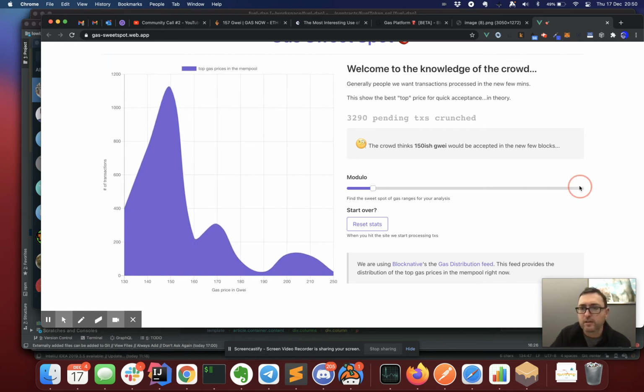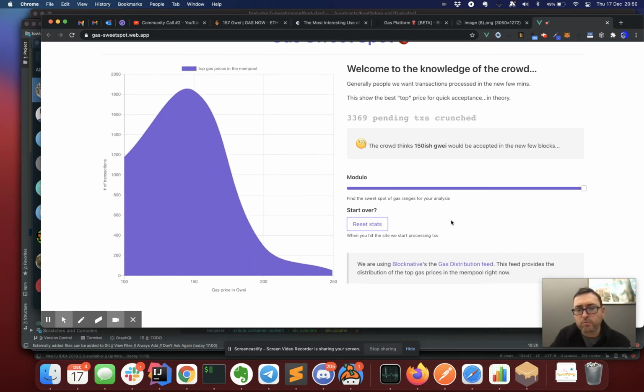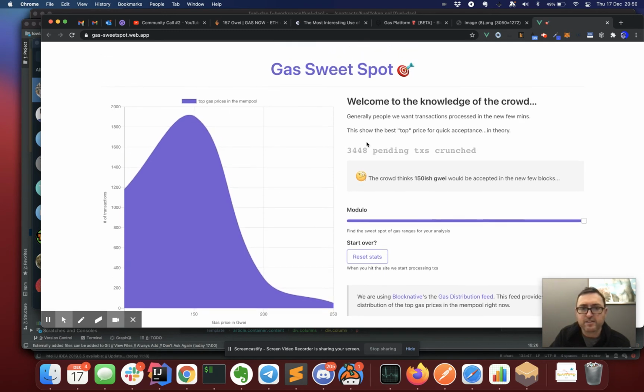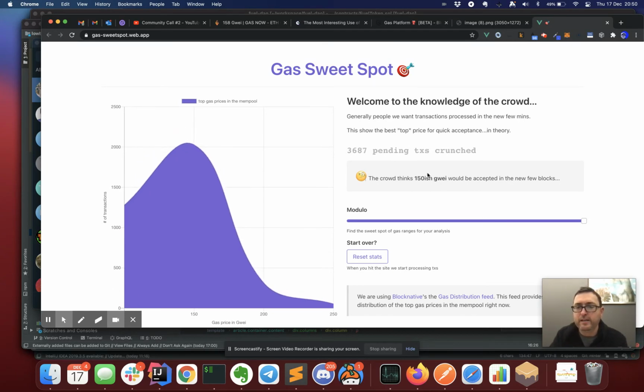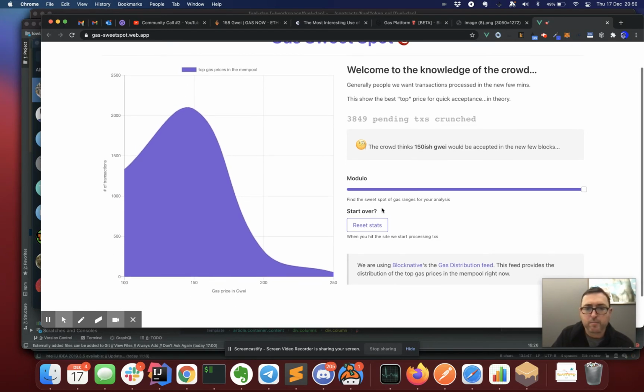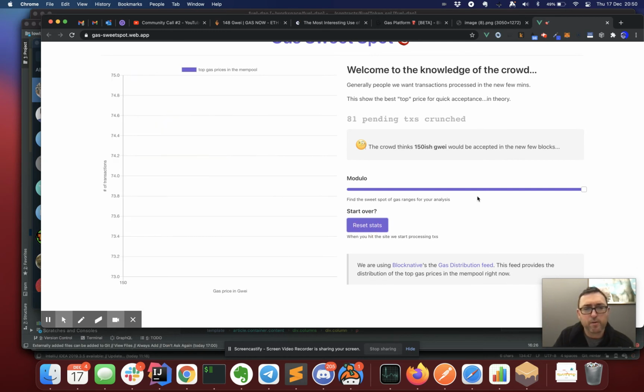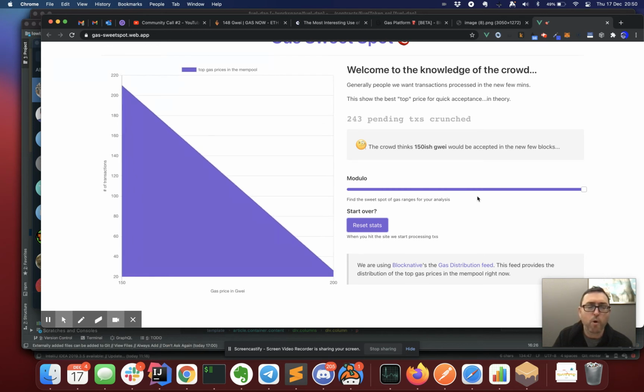We also added a way to reset the stats, because you see you've got about 3,000 transactions now and 150 Gwei is coming out as what will probably get you in the next block, we expect. But obviously we can reset that and start looking at the stats in a smaller set, maybe over a few blocks. And here you see this is still thinking it's around 150 Gwei, almost the most popular price point at this modulo.